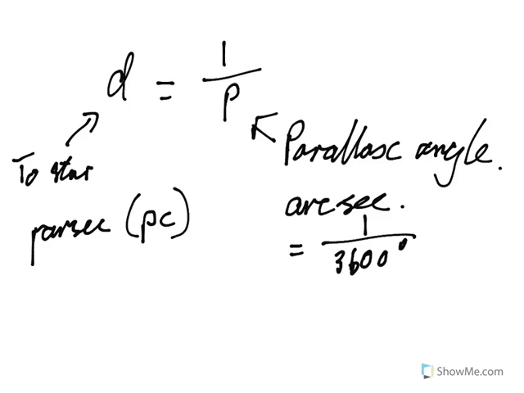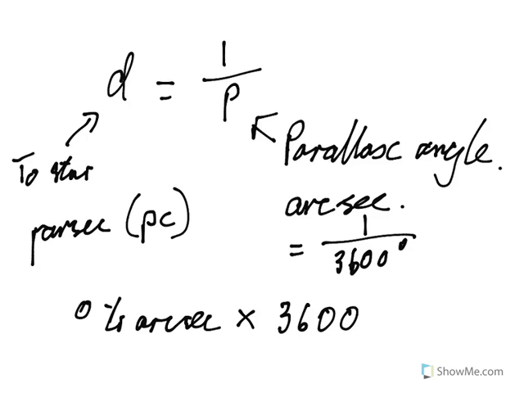Alright, and so over the page on the second bit there, it talks about converting degrees to arc seconds. So if we want to go from degrees to arc seconds, we multiply by 3,600.